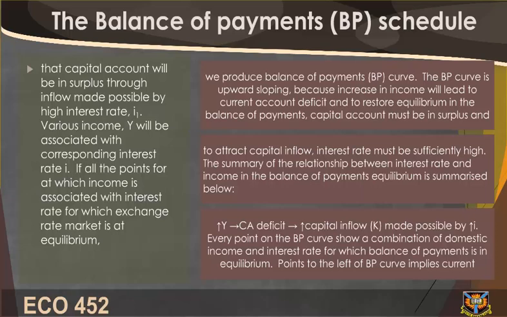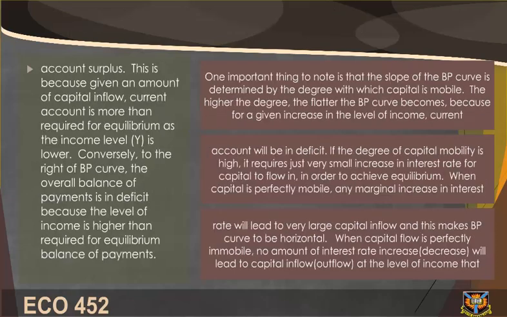Every point on the BP curve shows a combination of domestic income and interest rate for which balance of payments is in equilibrium. Points to the left of the BP curve imply current account surplus. This is because given an amount of capital inflow, current account is more than required for equilibrium as the income level Y is lower. Conversely, to the right of the BP curve, the overall balance of payments is in deficit because the level of income is higher than required for equilibrium balance of payments.